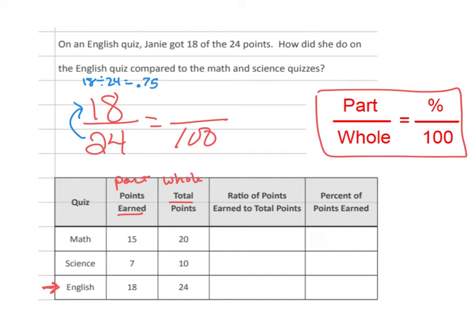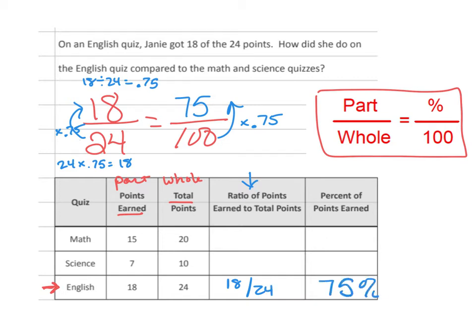So basically, I'm going to take 24 times 0.75. Because I'm multiplying by a decimal, it's going to give me a smaller number. So if you do 24 times 75 hundredths, you're going to get 18, which means I'm going to take 100 times 75 hundredths, which gives me 75. So our ratio of points earned to total points would be 18 out of 24, and that is 75%.